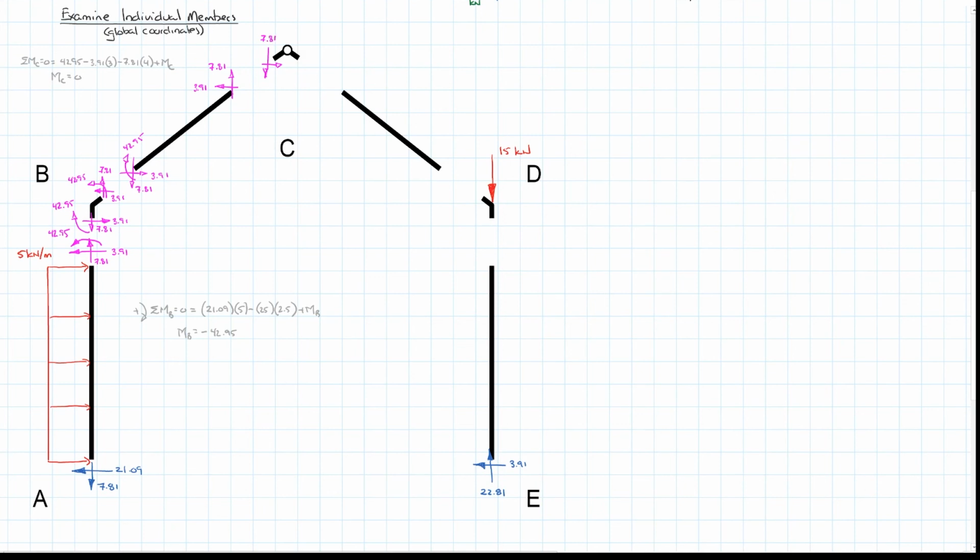So we have our 7.81 and our 3.91, which are equal and opposite here. And of course, there's no dimension in the joint, so there's no moments created. 3.91, 7.81, which also means we have no moment at C there. And 3.91, 7.81.